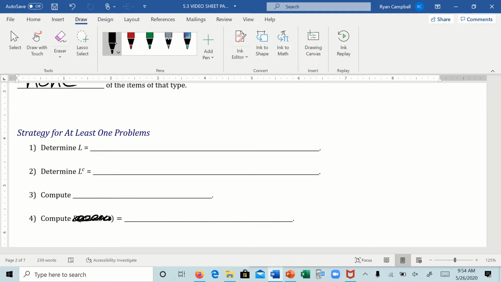So, L. First we need to determine what L is. L is just at least one of however many subjects. So if it says that you're picking 2 people, it's at least one of 2 people. If you're picking 5 tires, at least one of 5 tires, right? That's going to be important, having this number. But remember, this is only for the at least one problems. So if it says at least 1, L is at least 1. LC, remember this C means complement. So what's the complement of at least 1? What did we just say? It would be none of that many subjects.